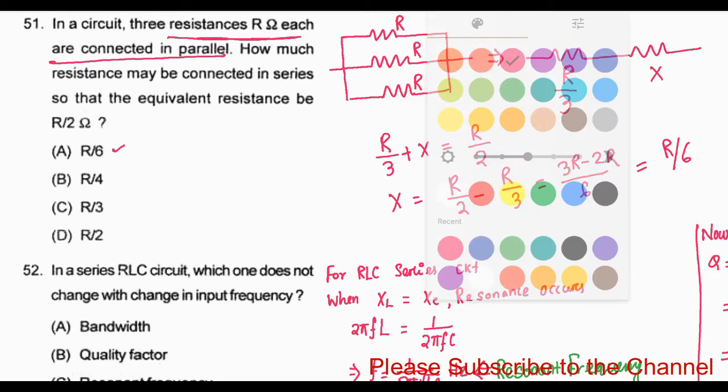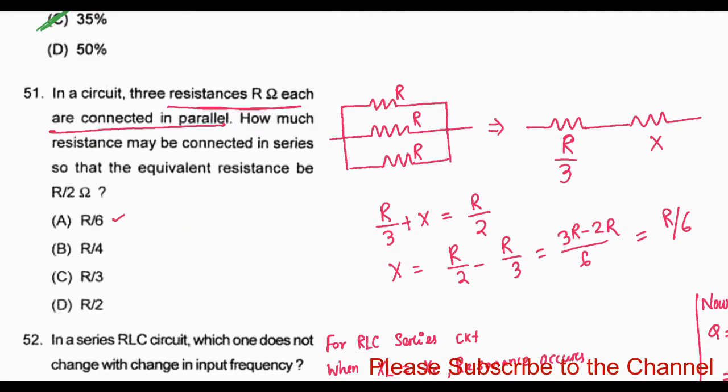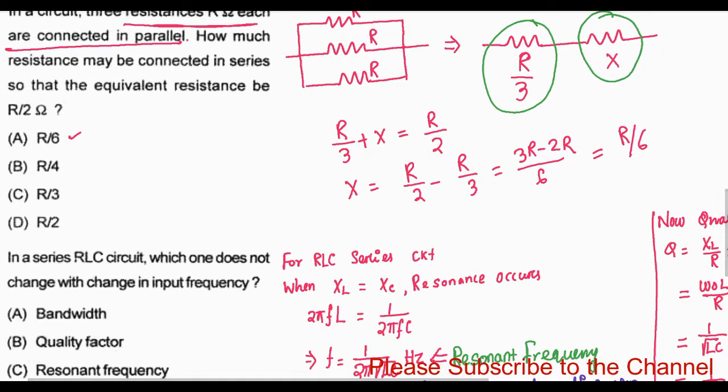So here three resistances R ohm each are connected in parallel. When we connect three equal resistances in parallel, the equivalent will be R by 3. And how much resistance may be connected in series so that the equivalent resistance will be R by 2? Suppose that resistance value is X, which is connected with that R by 3. Total resistance is equal to R by 3 plus X, which is equal to R by 2. So X is equal to R by 2 minus R by 3, which is equal to R by 6. So the answer here is R by 6, option A.